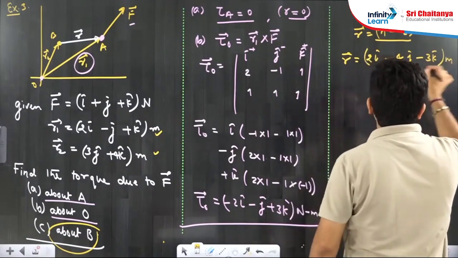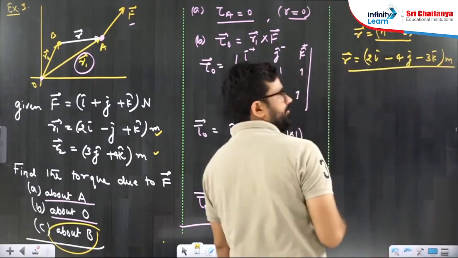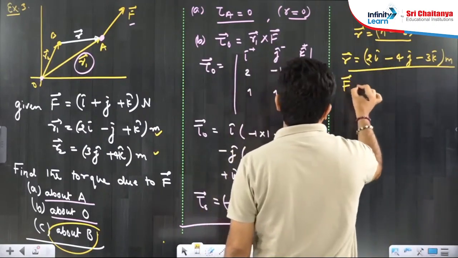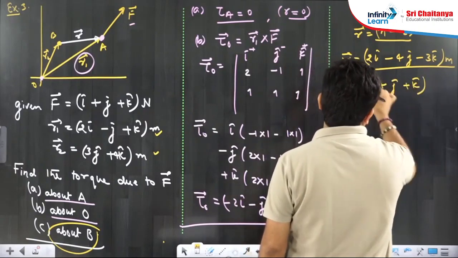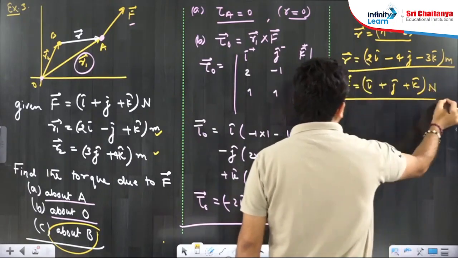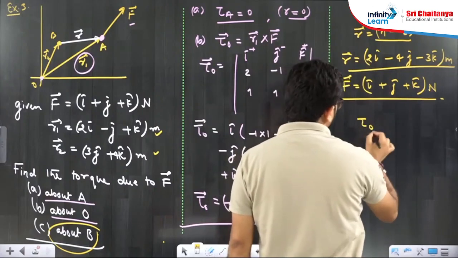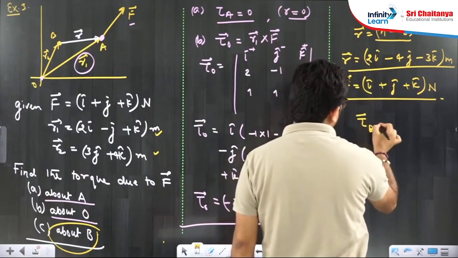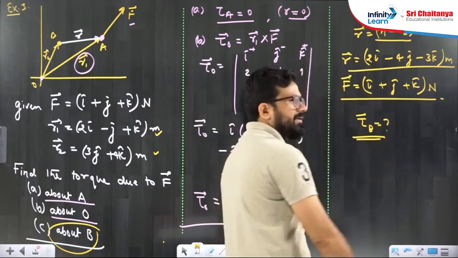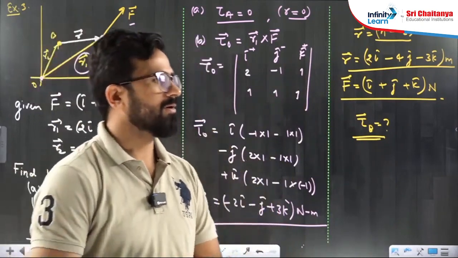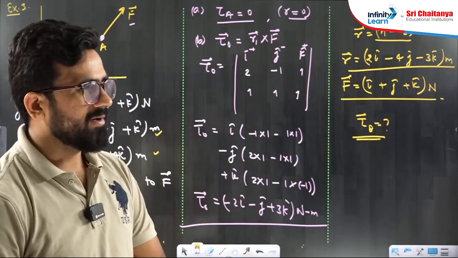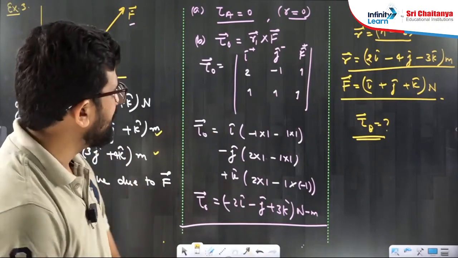And this is in meters. We know the R vector, and we know the force. Force is also given to you: I cap plus J cap plus K cap, in Newton. Using this, we can calculate the torque about B. Torque about B, can we calculate? If you can calculate, please reply. It would be your study hour type work. You can calculate it very easily.